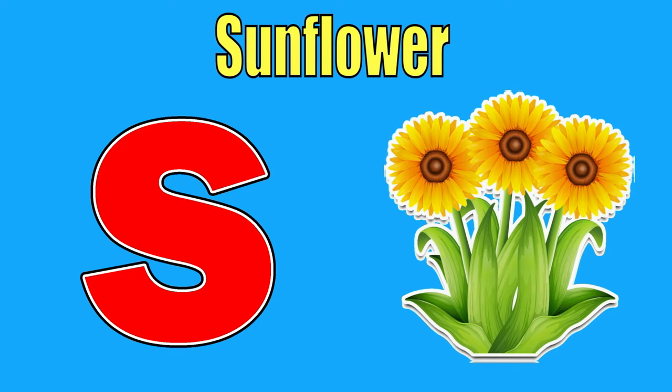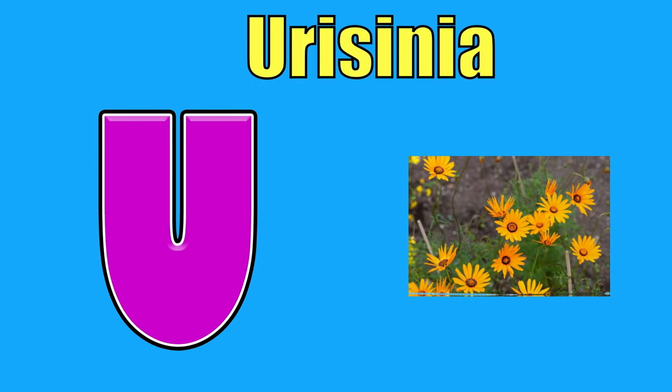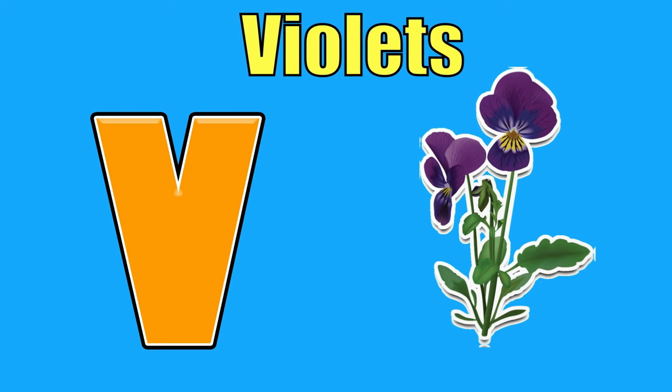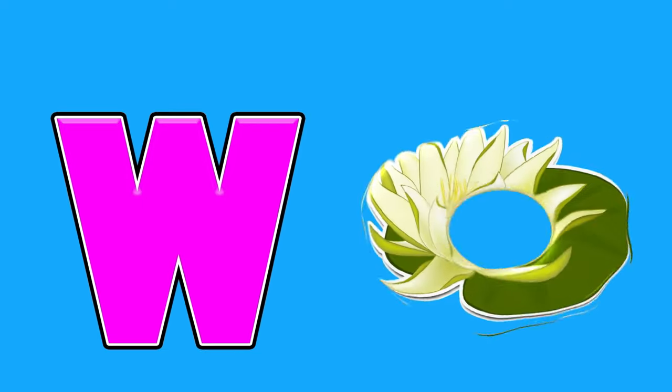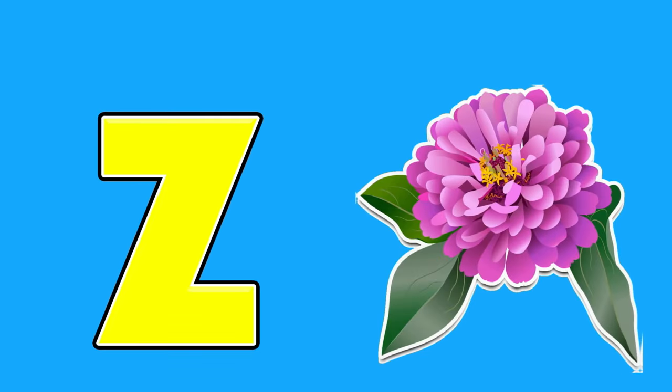rose. S, sunflower. T, tulip. U, ursinia. V, violets. W, water lily. X, xylosma. Y, yellow bells. Z, zinnia.